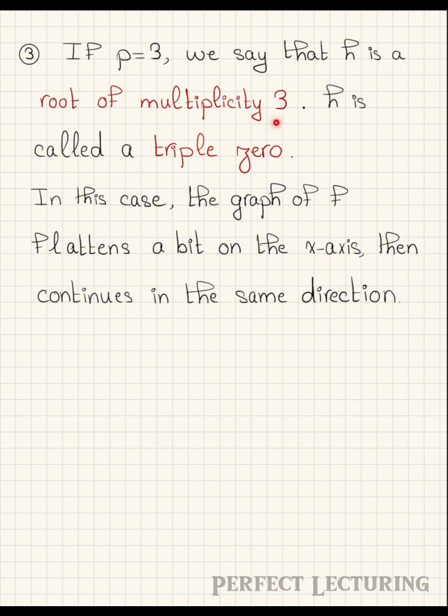Then the multiplicity is 3 and we call it a triple zero. In this case, the graph will pass through the x-axis, but the difference here is that it flattens a bit on the x-axis, and this is an example. As you can see, the graph did not change its direction, but it becomes a little bit flatter here.